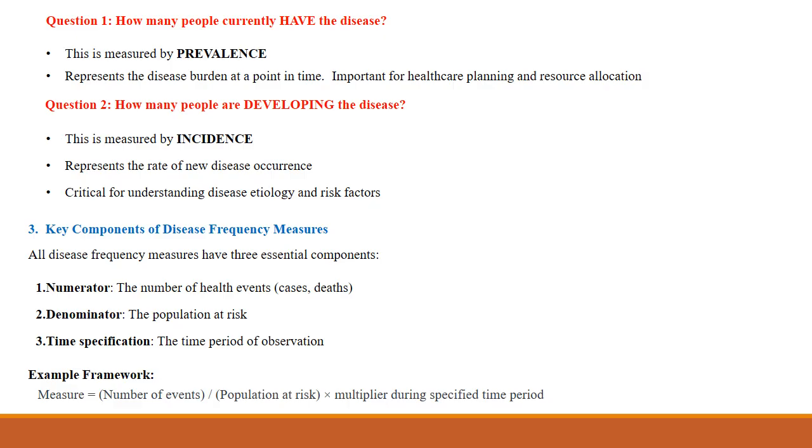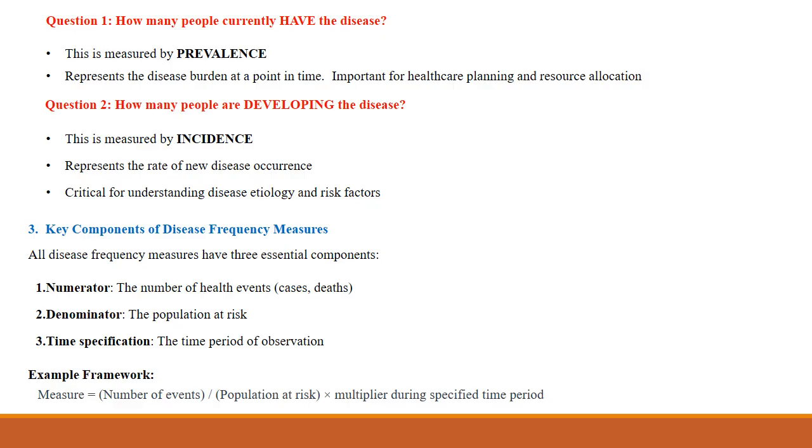Question number two, how many people are developing the disease? The first one is people who currently have the disease and the second one is people who are developing the disease. This is measured by the incidence. It represents the rate of new disease occurrence, critical for understanding disease etiology and risk factors.